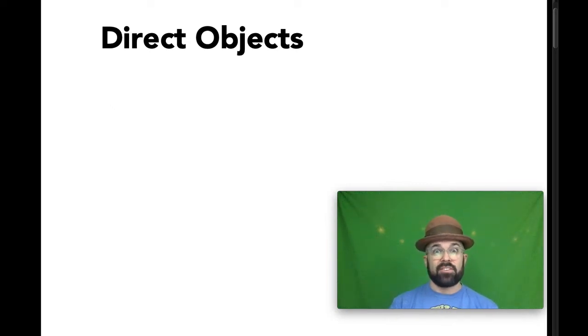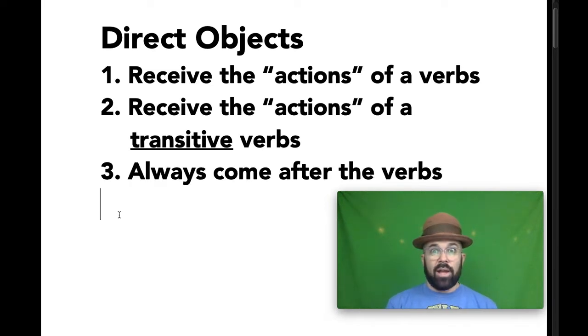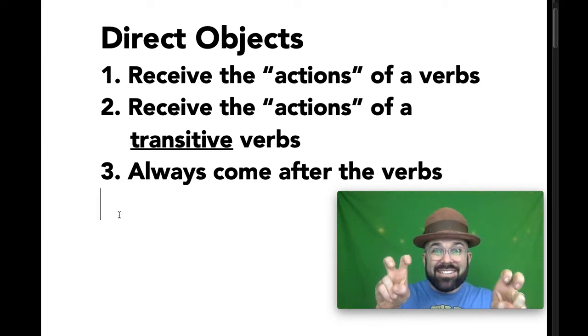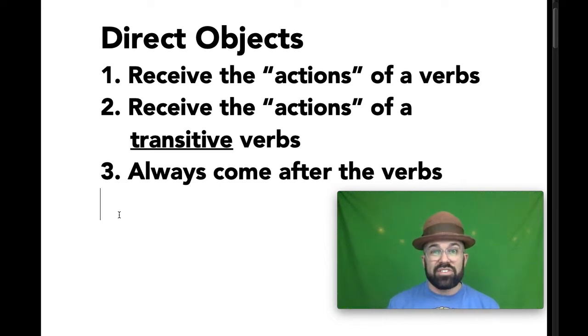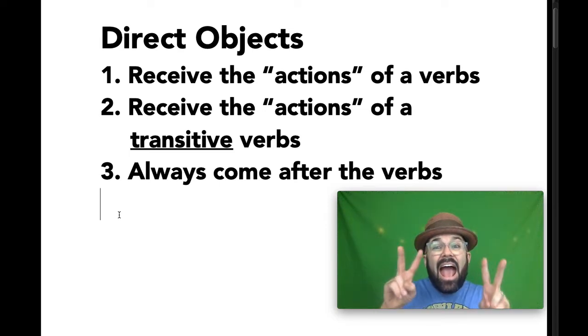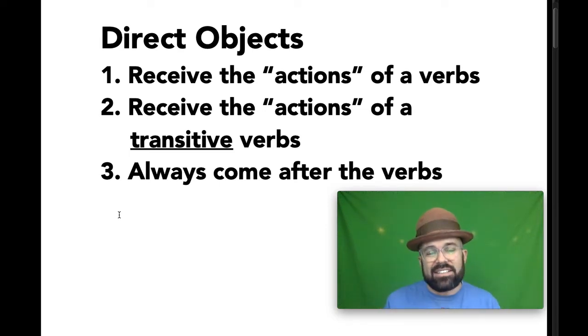But first, some notes. Write these things down. Number 1, direct objects receive the "actions" of verbs. We'll see why actions is in quotation marks in a little bit. Number 2, more specifically, direct objects receive the actions of transitive verbs.